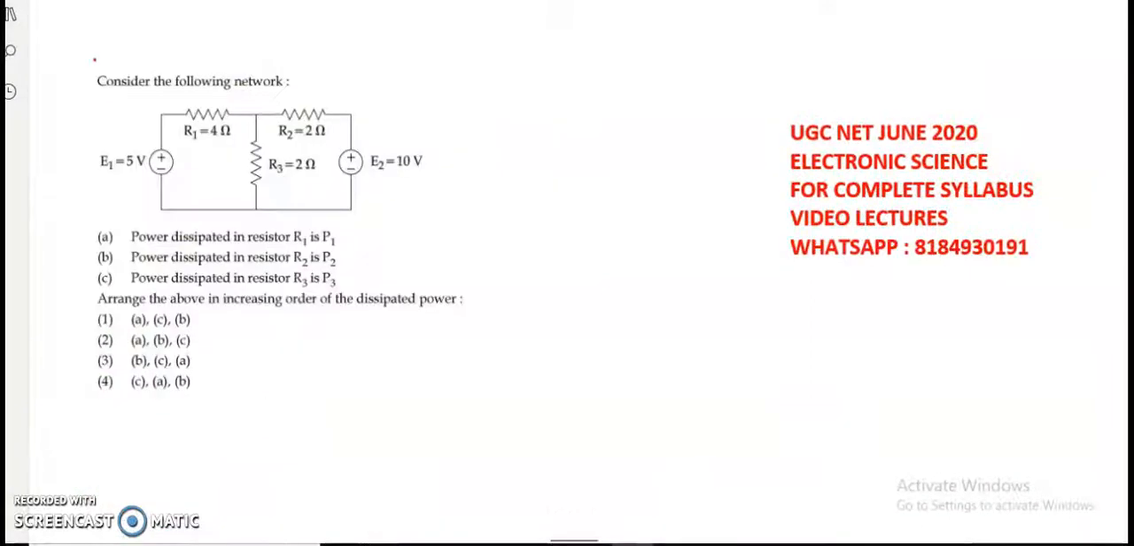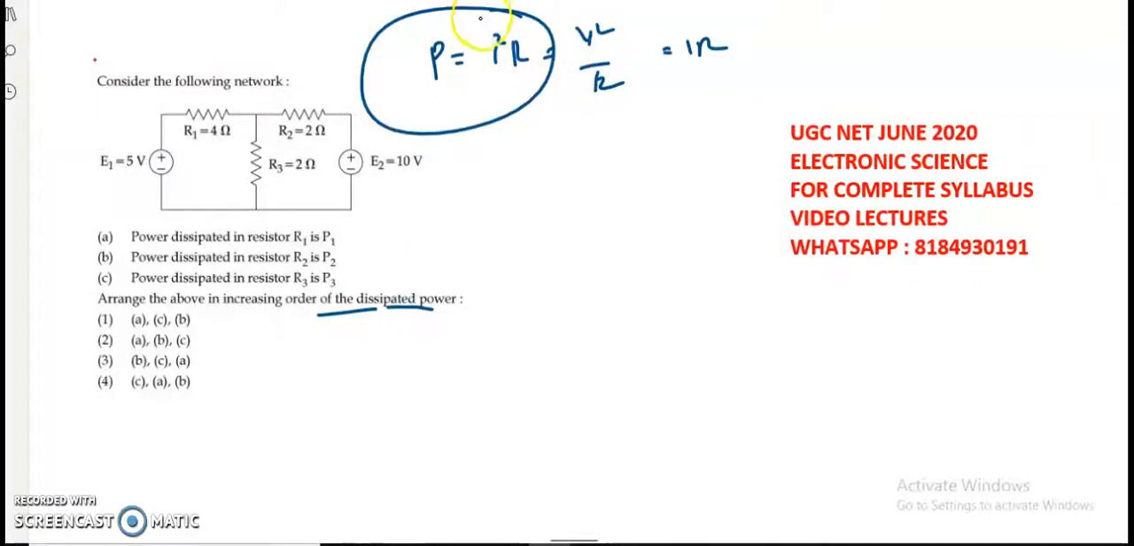Okay, and the next problem is a network theory, or circuit theory, problem. Consider the following network, and they are asking to find the power dissipated in R1, R2 and R3, or P1, P2 and P3. To find the power dissipated in these resistors, power has different formulas: I square R, or V square by R, or I into R. So we will use this formula.